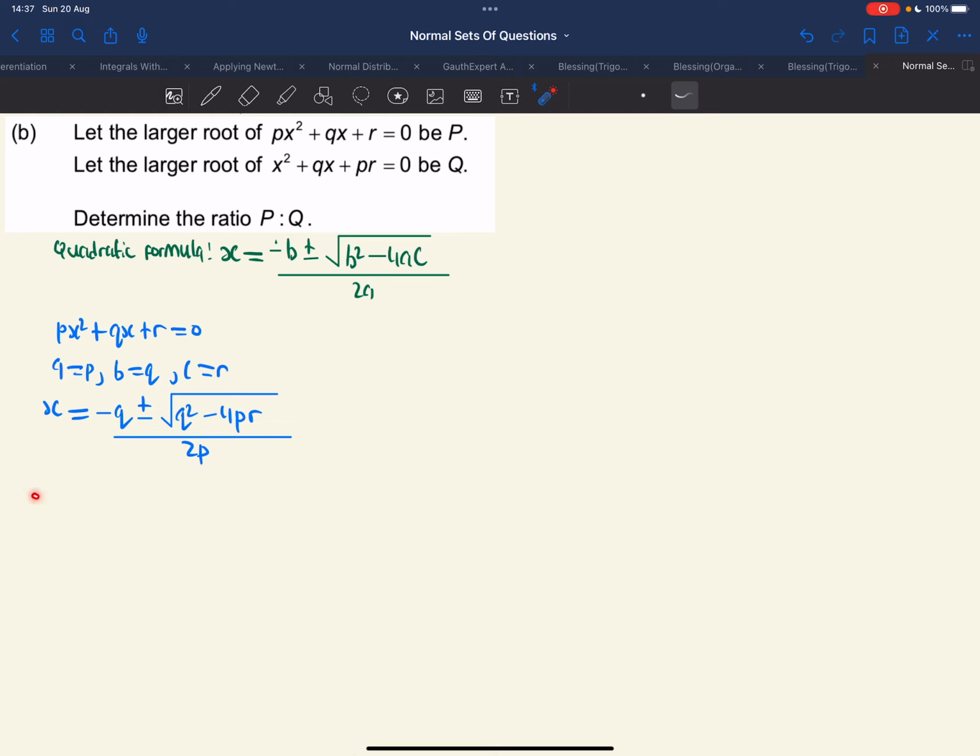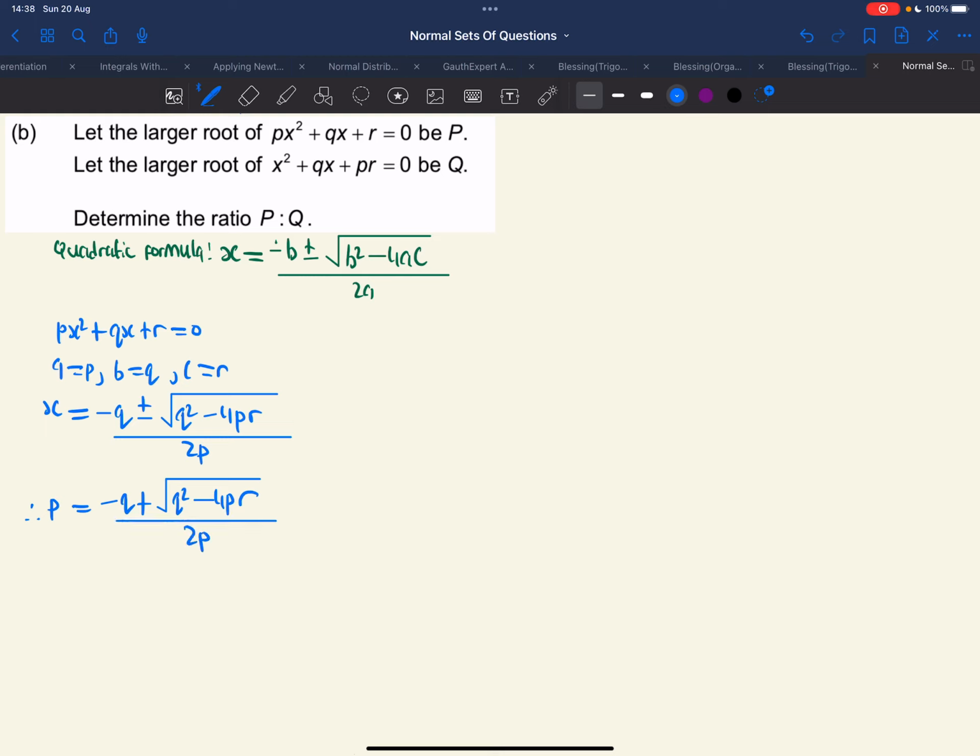So therefore, remember they said that the larger root must be p here, and for this one it must be q. So we're going to say therefore p equals minus q plus, sorry, not plus minus, just the plus there, square root of q squared minus 4pr, all over 2p.